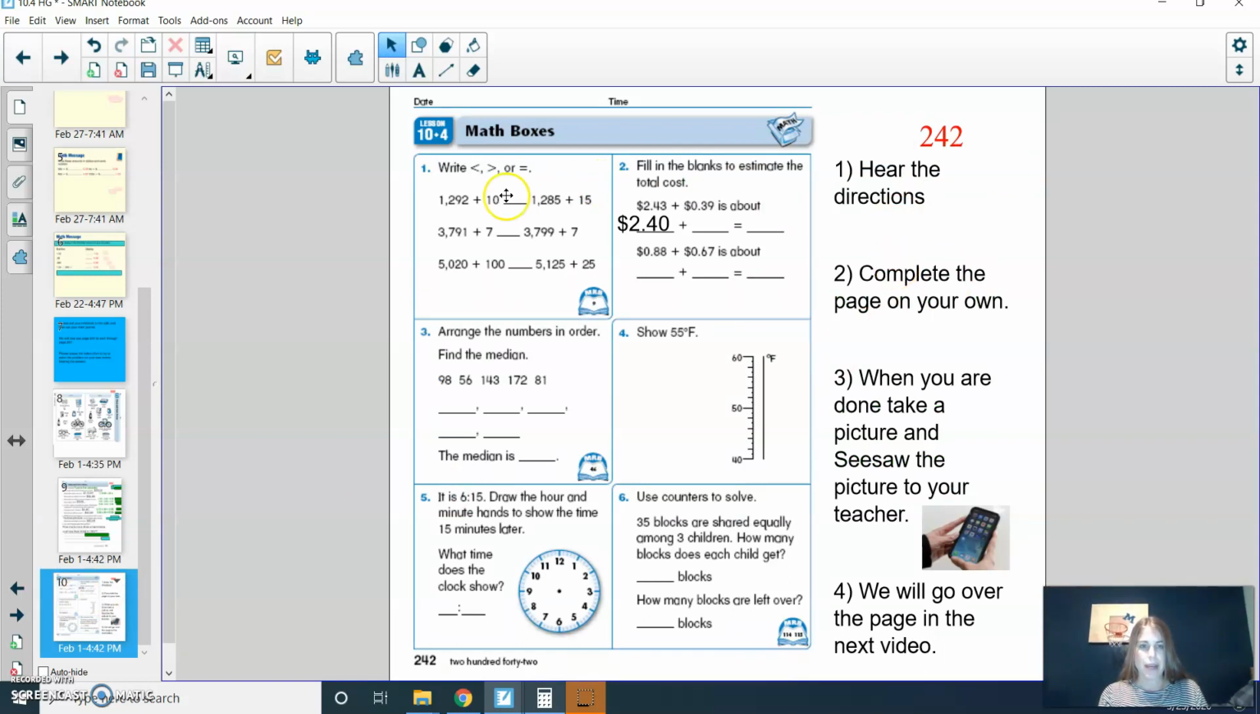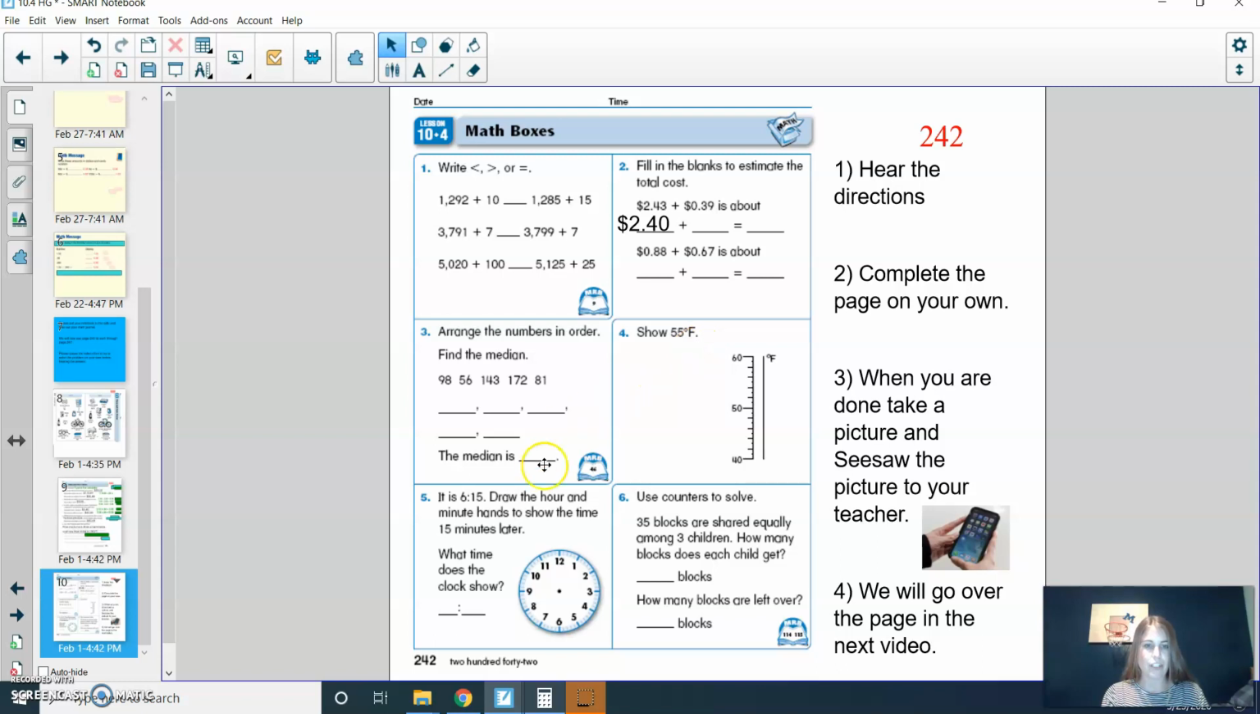In today's math box, I want you to first quickly listen to the directions, then complete the page on your own. When you're all done, take a picture on Seesaw and send the picture to your teacher. And then we'll go over this page in the next lesson. Write less than, greater than, or equal to for the first problems. For number 2, fill in the blanks to estimate the total cost. Round these to the nearest 10 cents. Arrange these to find the median, and then tell me what the median is.